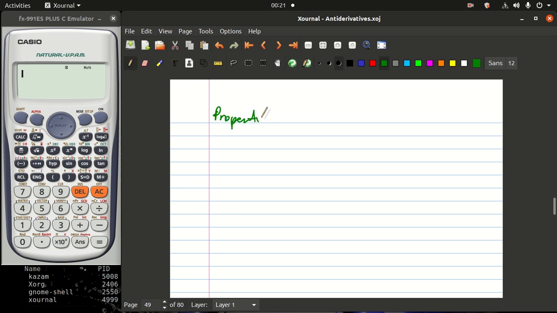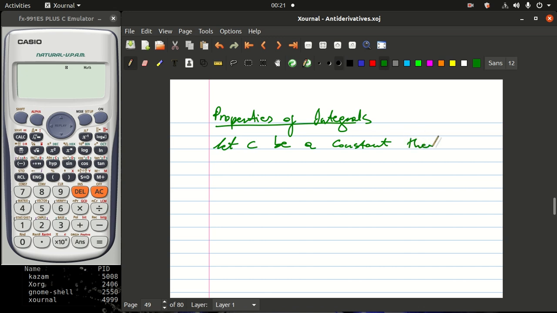So using these properties, we end up finding the properties of integrals. So we have these properties of definite integrals. We say that let C be a constant. So we have C is a constant.